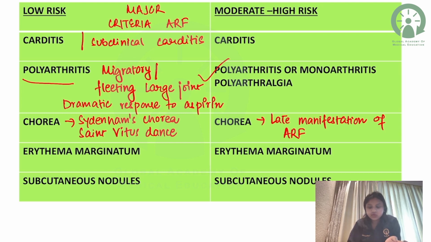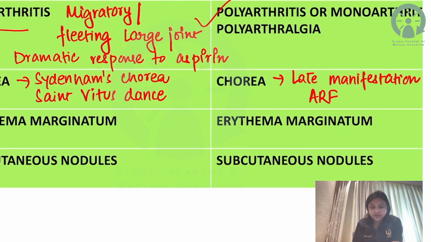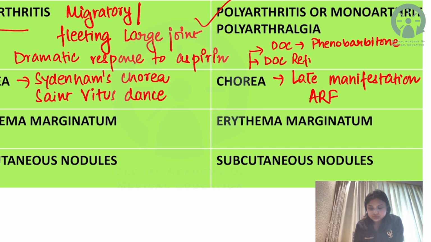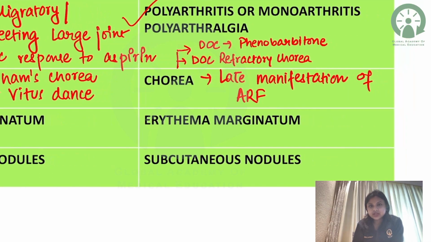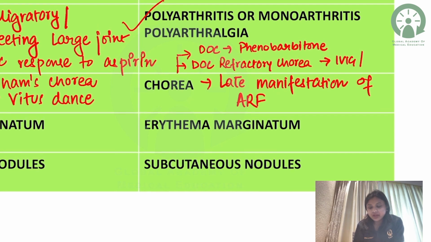And we must remember two more one-liners related to chorea. What is the drug of choice of chorea? The answer will be phenobarbital. And what is the drug of choice in case of refractory chorea? This was asked in NEET multiple times. The answer will be IVIG or plasmapheresis.